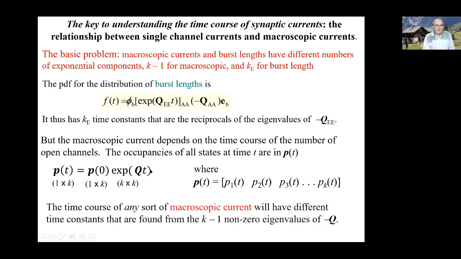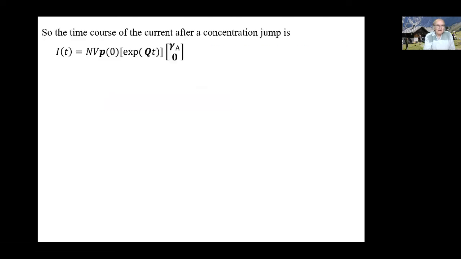The time course of any sort of macroscopic current will in general have a different number of time constants, found from the k-1 non-zero eigenvalues of minus Q, because of this e to the Qt term. So in principle, the burst length distribution has a different number of eigenvalues, which are defined differently from those in the macroscopic current. This puzzled me for quite a while, but the Maleschkin paper solved that.